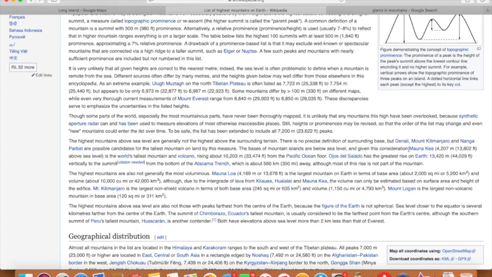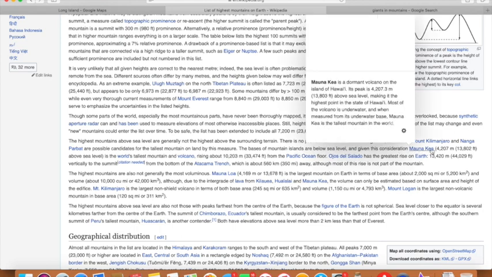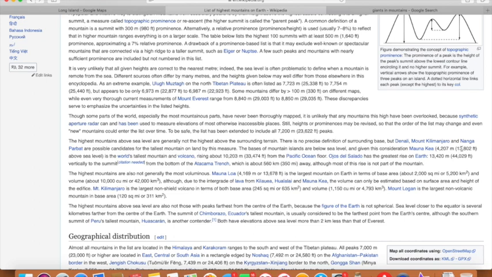And given this consideration, Mauna Kea, 13,802 feet above sea level, is the world's tallest mountain and volcano, rising about 33,474 feet from the Pacific Ocean floor. Okay? So Mauna Kea is the tallest mountain on Earth.